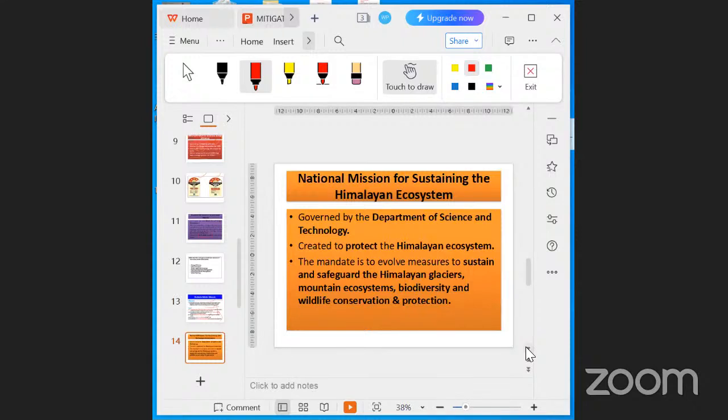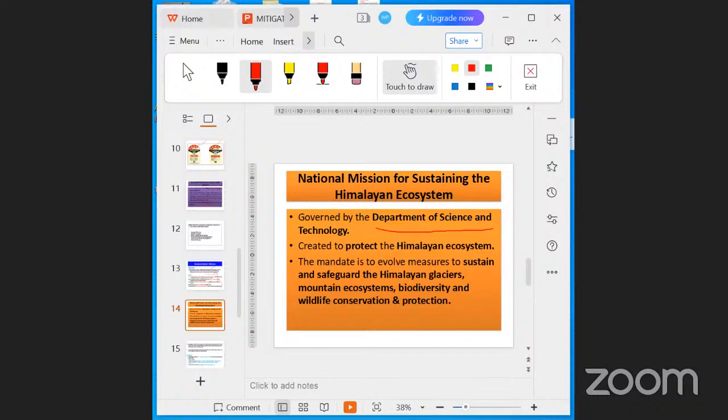And next mission is NMSHE. It means National Mission for Sustaining the Himalayan Ecosystem. So this mission is run by the Department of Science and Technology. It's called DST. Okay. So it creates a protective Himalayan ecosystem. So the mandate is to evolve measures to sustain and safeguard the Himalayan glaciers, mountain ecosystems, biodiversity, and wildlife conservation and protection.